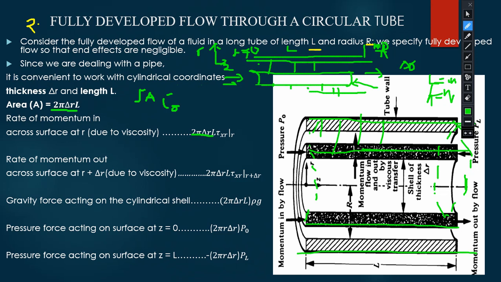Now we look at the momentum flow across the surface r plus Δr. We're also going to have the same thing here. We are basing on the same analogy that the shear stress times area is also equal to momentum. Good. Oh, shear is not x, it is z. We are not dealing with a rectangular geometry. Good. So if that is the case, then we have been able to derive our equations for both momentum in and momentum out.